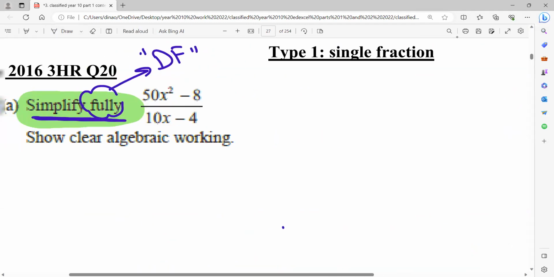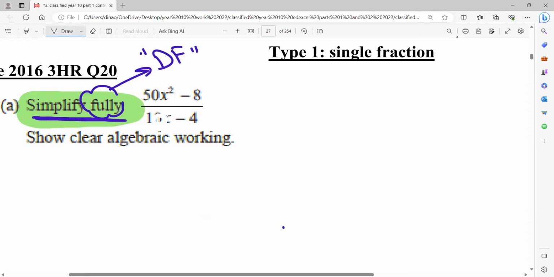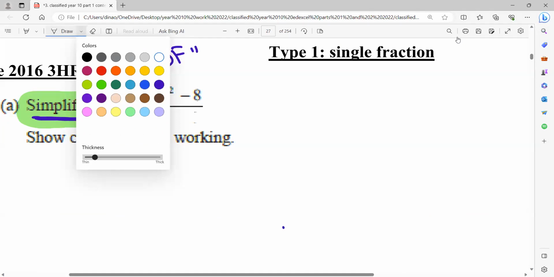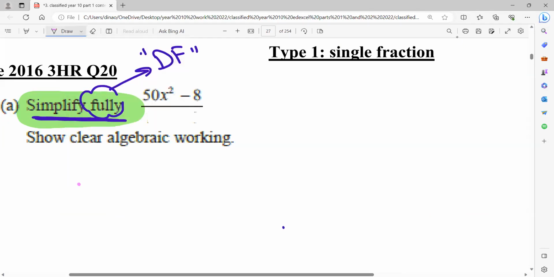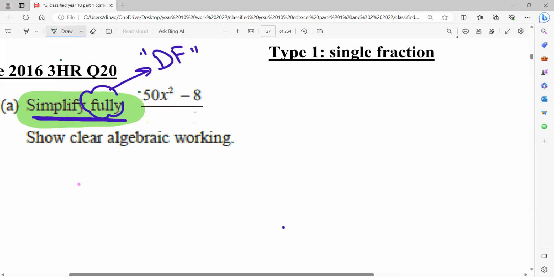Let's hide what's below for now, because I want you to really focus on the numerator, the one on top. Someone might say, "Miss, look, this looks like difference of two squares, but 50 doesn't have a square root." Some of you might think this looks like difference of two squares, but if you look carefully, you will find that 50 doesn't have a square root. So this is why you must always and forever think highest common factor first.